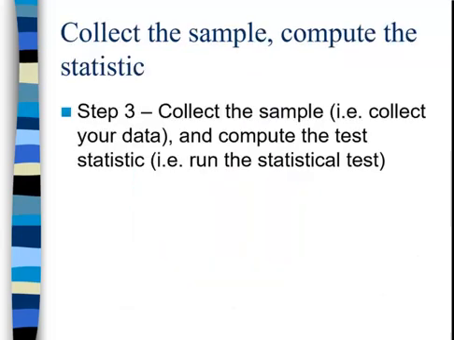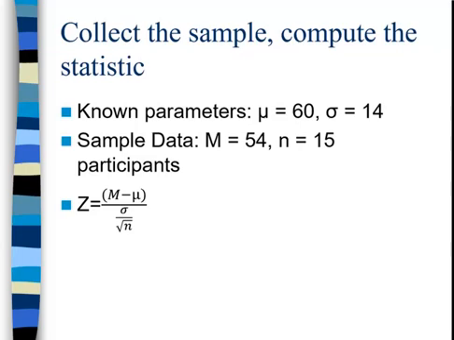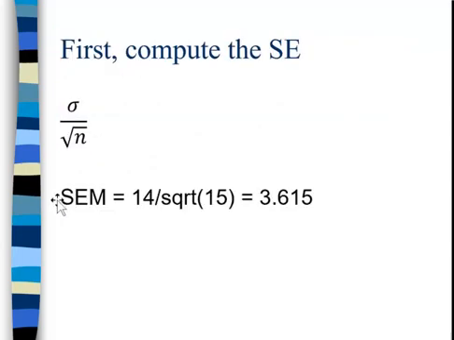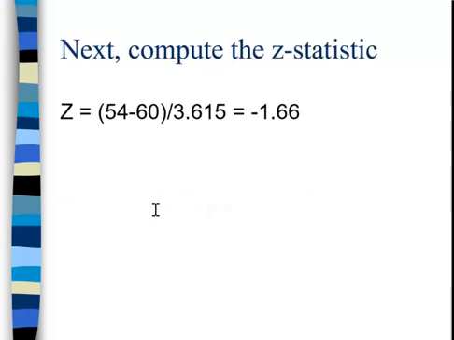All right, so we've collected data, so let's run the statistic, right? Here's all our population parameters and our sample data. First, let's do the standard error of the mean. We're going to take the standard deviation of 14, divide that by the square root of our sample size, which is 15, and that's going to give us a standard error of 3.615. So that's going to be the denominator of our test statistic. And we're going to take the sample mean minus the population mean. So that's 54 minus 60. Divide that by our standard error of the mean. And we get a test statistic of negative 1.66.